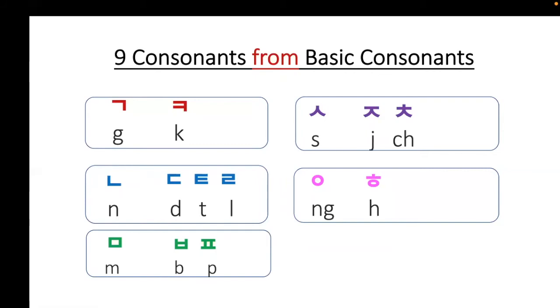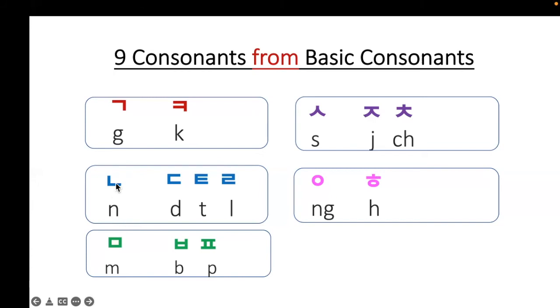So based on the 5 basic consonants, King Sejong made other consonants like ㄱ and ㅋ, the "g" and "k" sounds. For the "k" sound, he just added one more stroke like this: ㄱ and ㅋ. They are pronounced in the same place, so he just made one difference from the "g" sound to make the symbol for the "k" sound, okay?